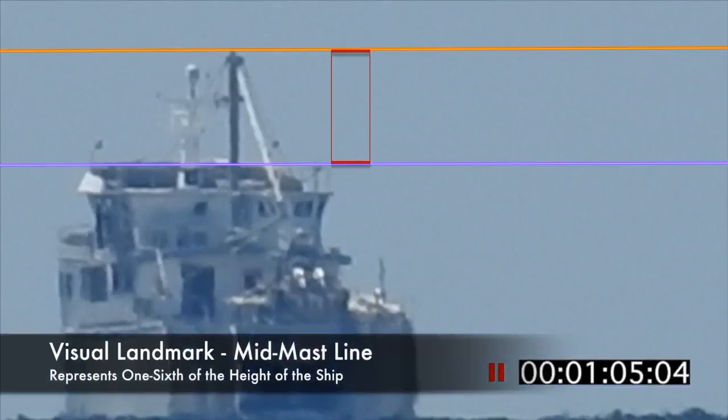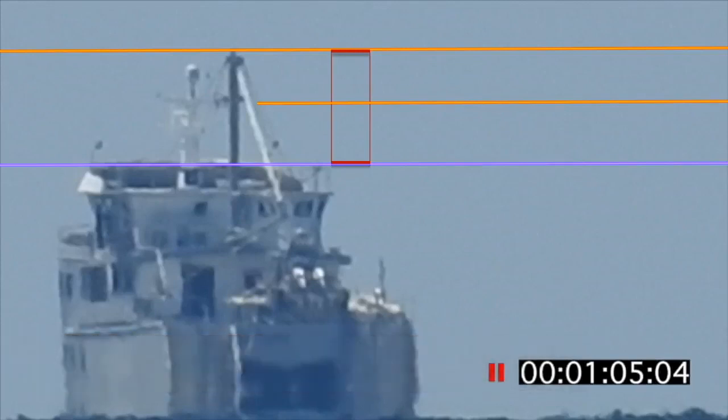Instruments and equipment attached to the mast structure create a visual line that divides the mast approximately in half. This interval therefore represents approximately 1/6 of the overall height over the water.